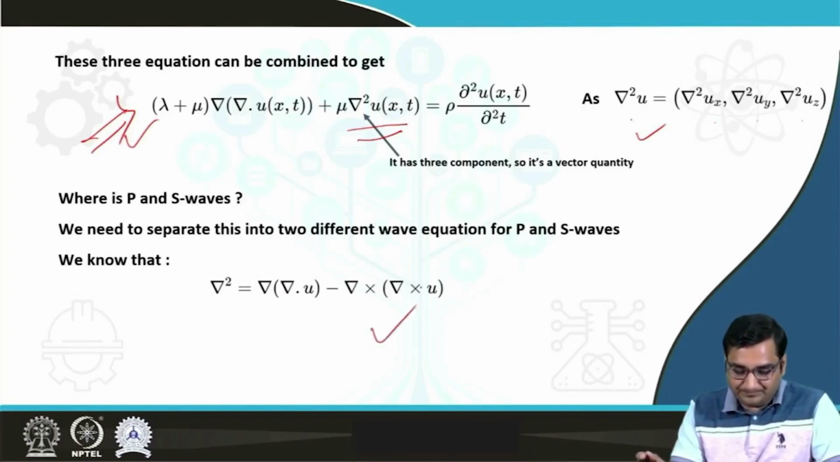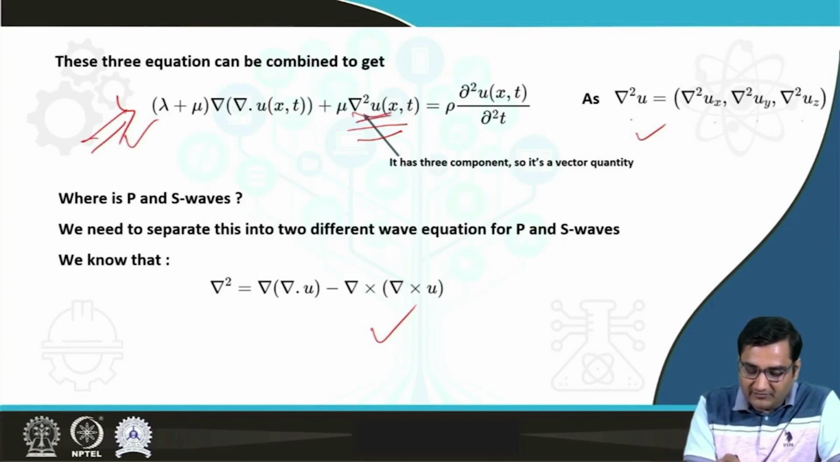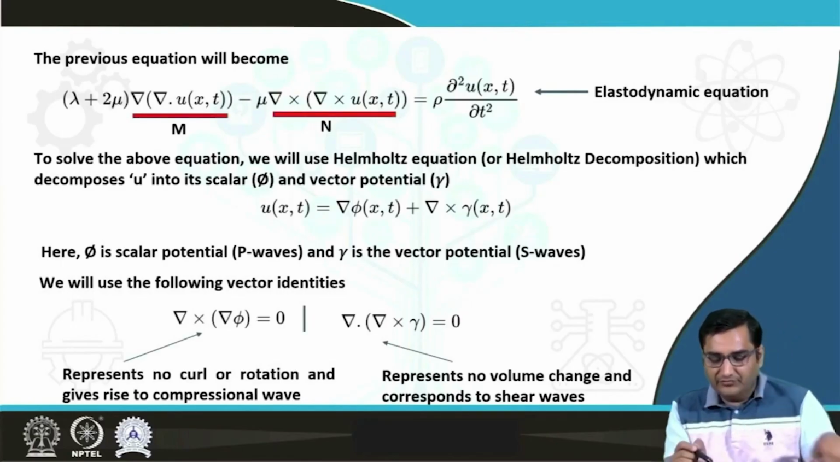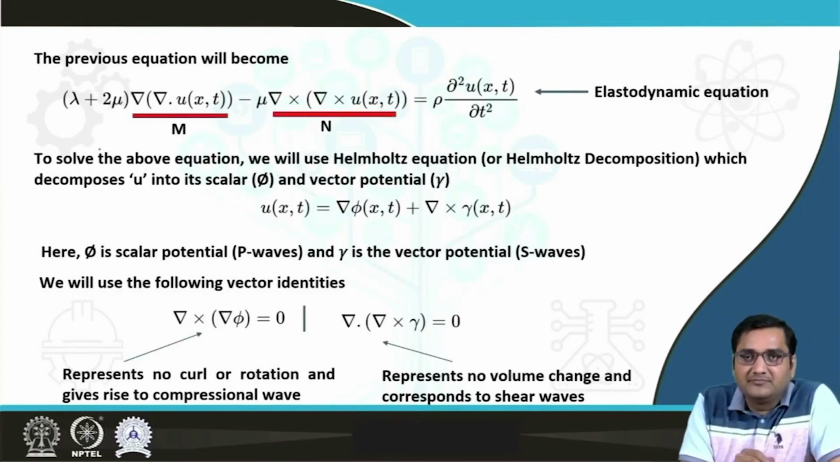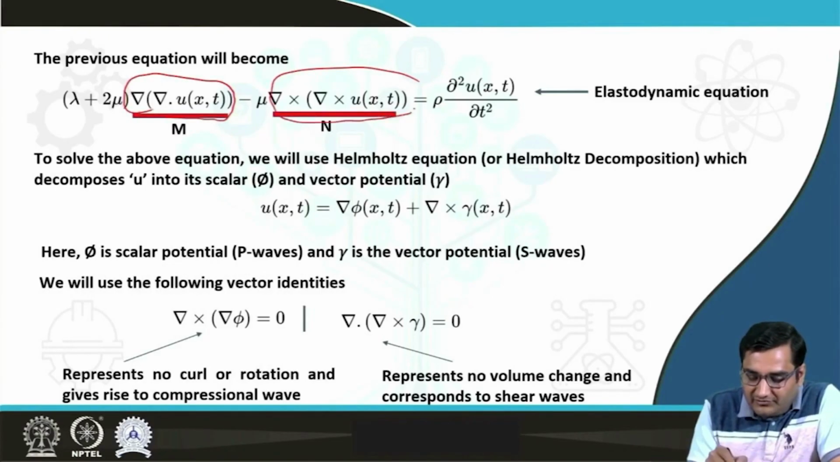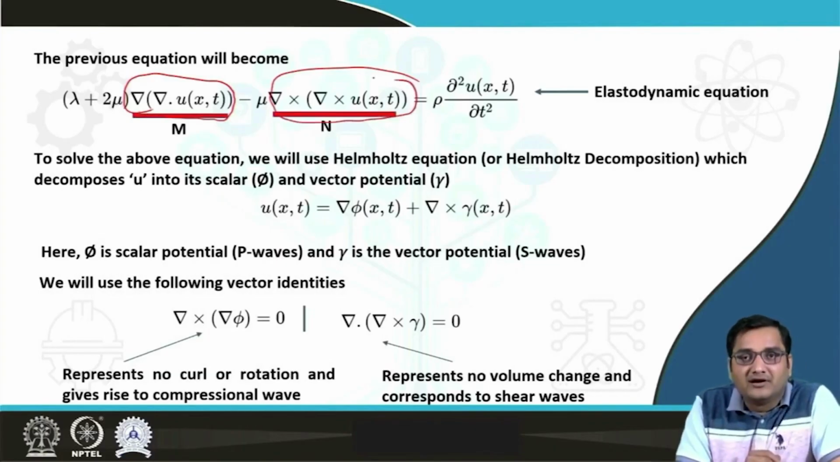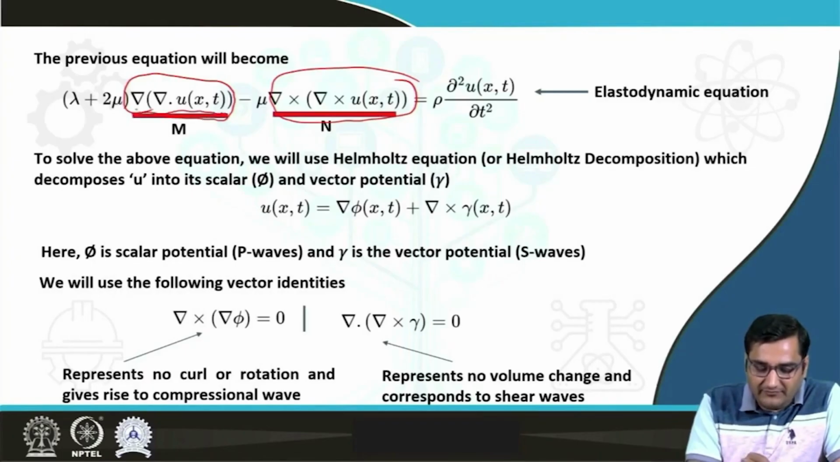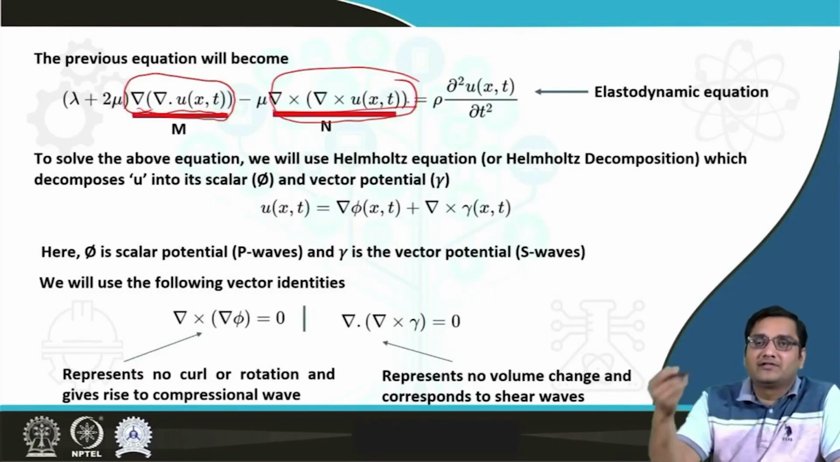Now we can separate this particular term using this identity. So the previous equation, if you use that identity, will become something like this. There will be this term that you need to solve, and there will be this term that you need to solve separately. Then what we are going to do is assume that this is your m and this is your n, and we will then solve them separately.